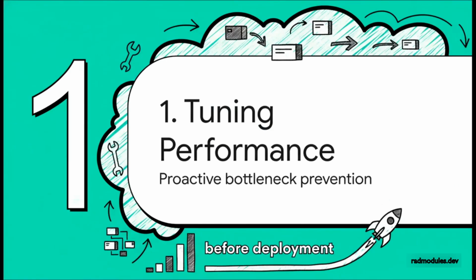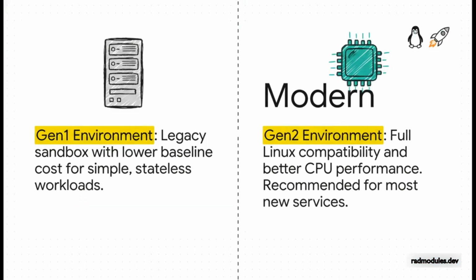All right, first step, proactive tuning. The choices you make before you even hit deploy can have a huge, huge impact. We're going to start with Cloud Run because some of its initial settings are just perfect examples of this whole idea. So your first big decision with Cloud Run is the execution environment.